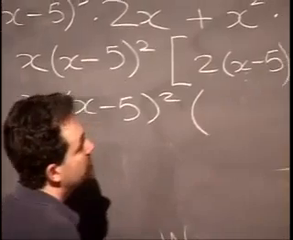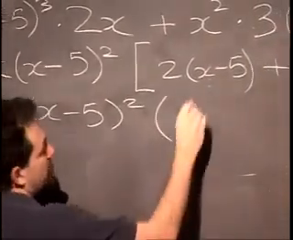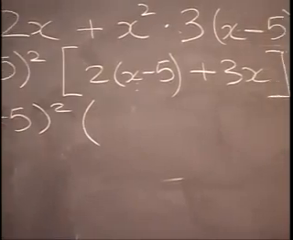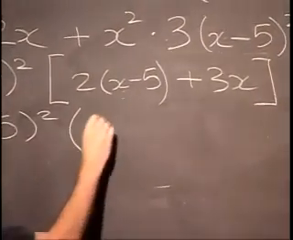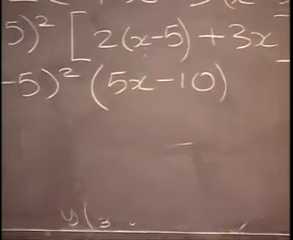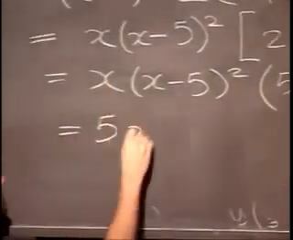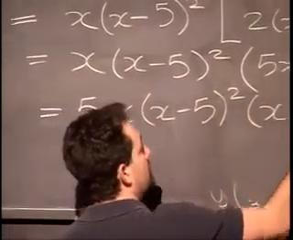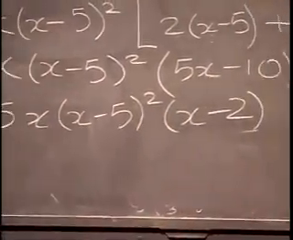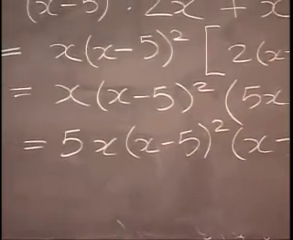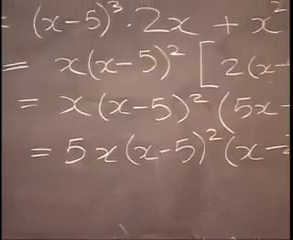So now, actually, this gives us the complete factorization. 2x minus 5, well, that's 2x minus 10. And plus 3x, so it's going to be 5x minus 10. And actually, I'm going to pull out the 5. And you get this. 5x, x minus 5 all squared, x minus 2. So that's the derivative.